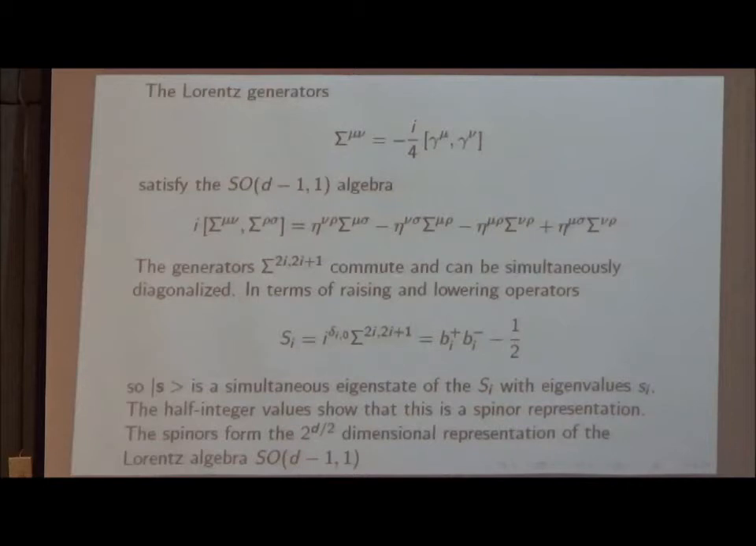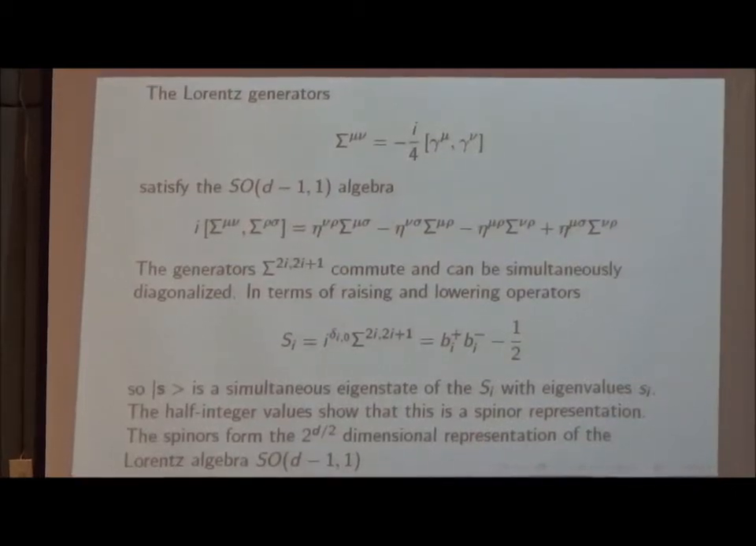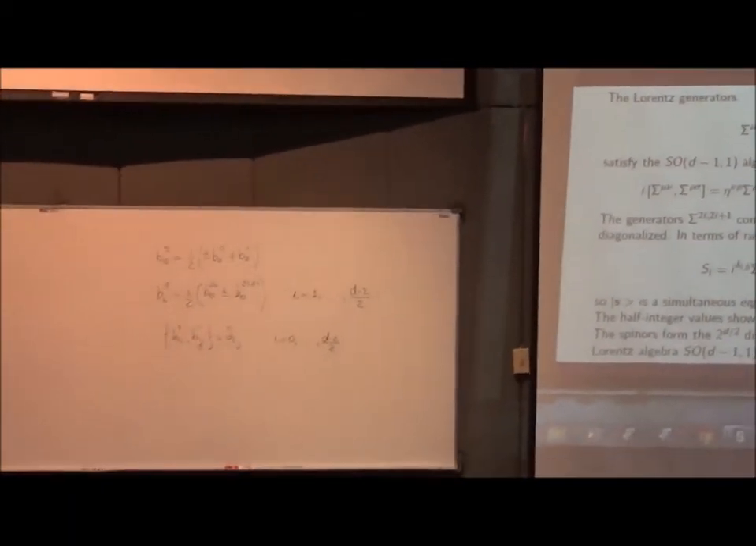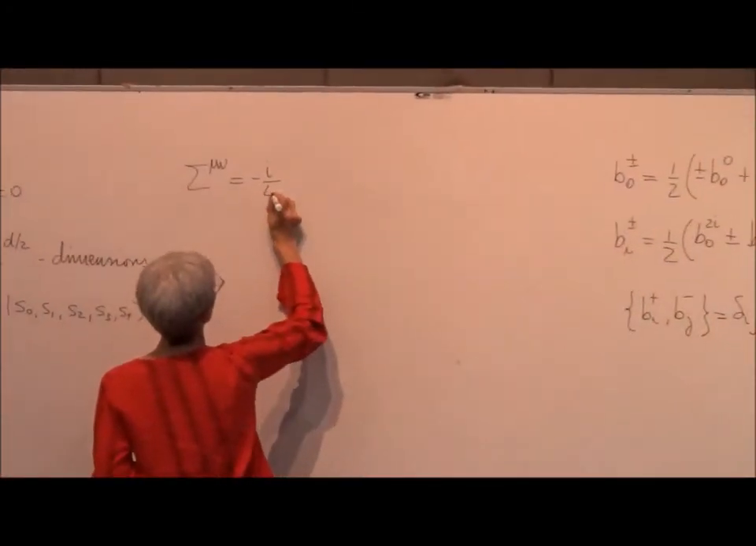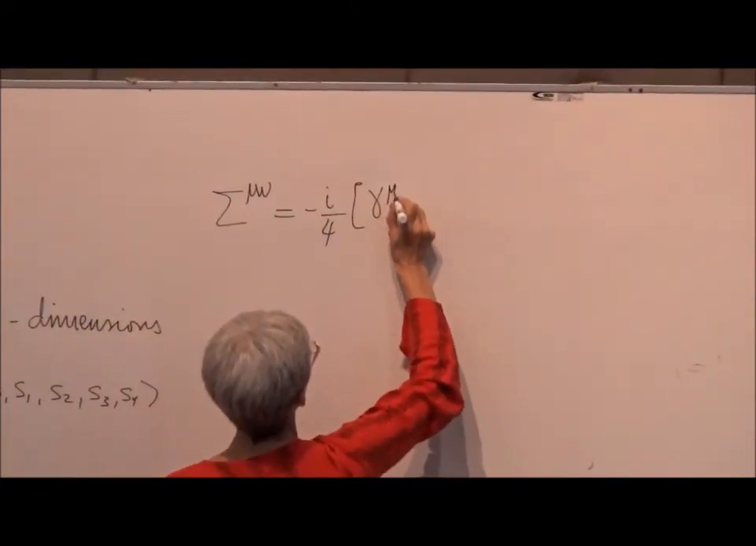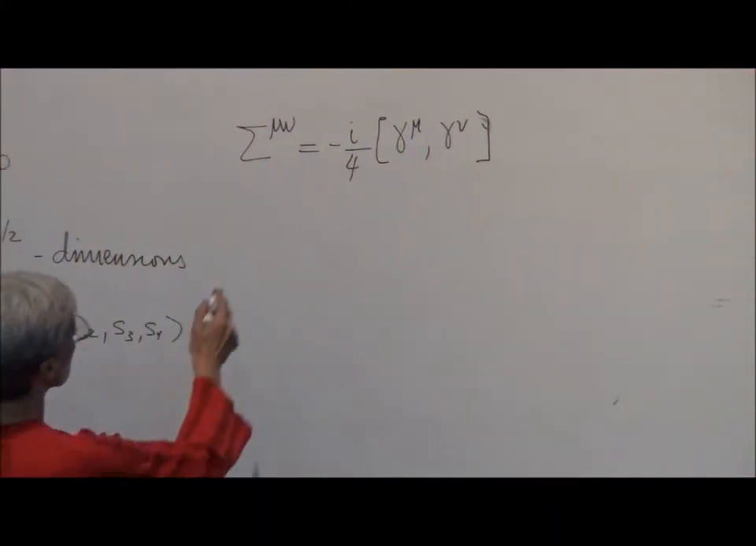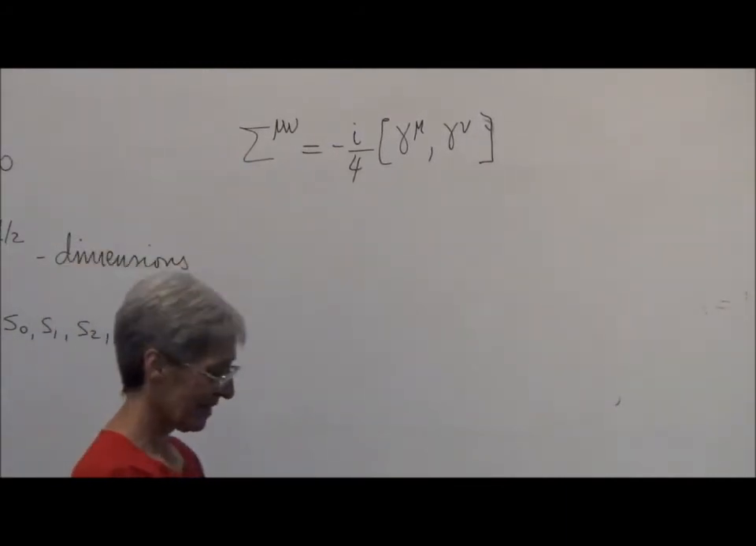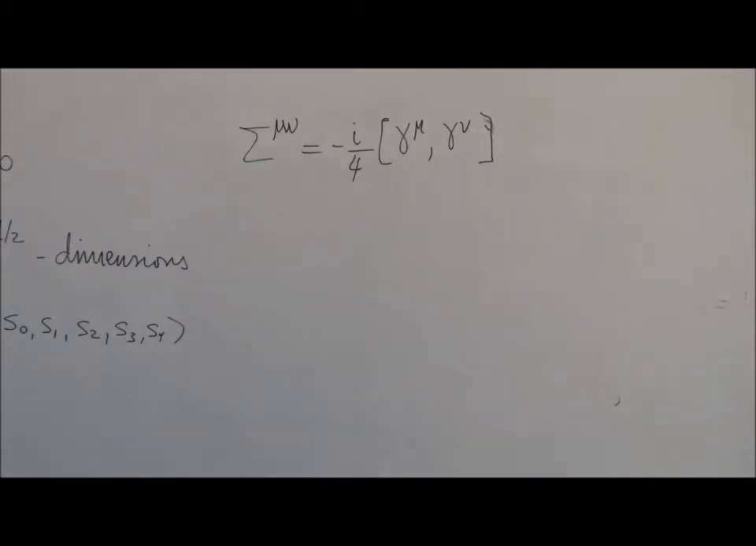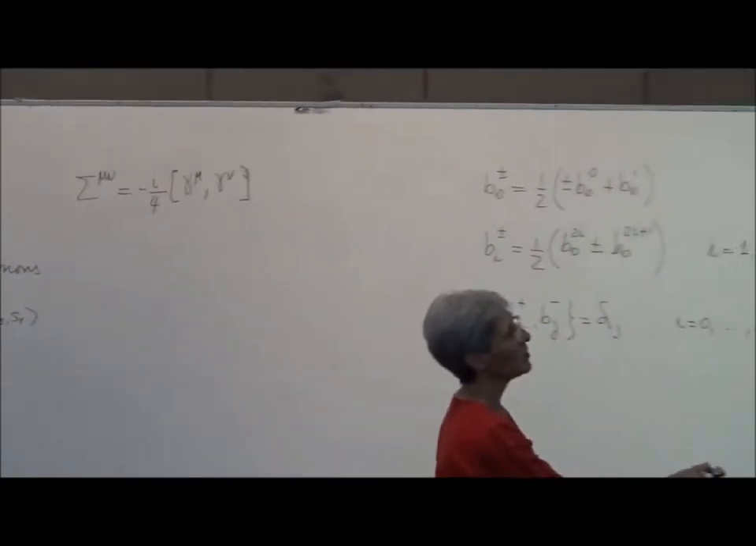So in order to see that this is actually a spinor, I can construct the Lorentz generators. There is a representation of the Lorentz generator in terms of gamma matrices. So this is one representation of the Lorentz generator in terms of the d-dimensional Dirac matrices. I won't write it, but these generators satisfy the Lorentz algebra, the SO(d minus 1, 1) algebra here. And these generators, sigma_{2i, 2i+1}, they commute, so they can be simultaneously diagonalized.